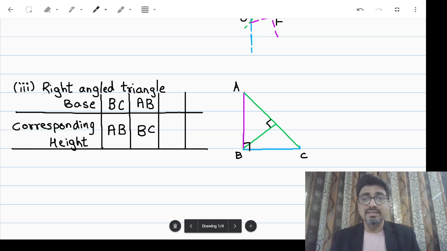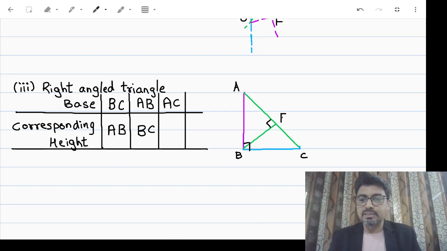But what about the third side? The third side or the third base that I will consider is AC. For this, we will have to draw a perpendicular from the opposite vertex, the 90-degree vertex, that is point B. I draw a perpendicular, let me call this base point as E. Then I will say BE is the perpendicular or height for the base AC.